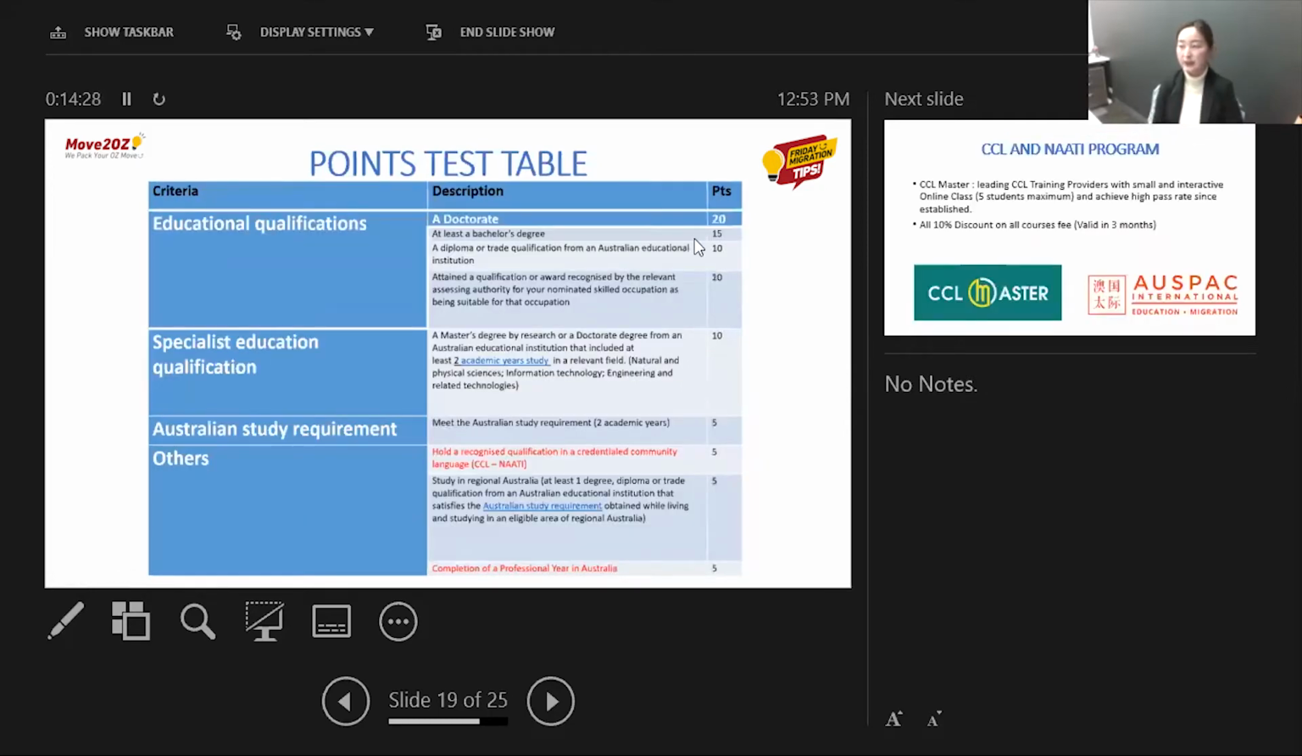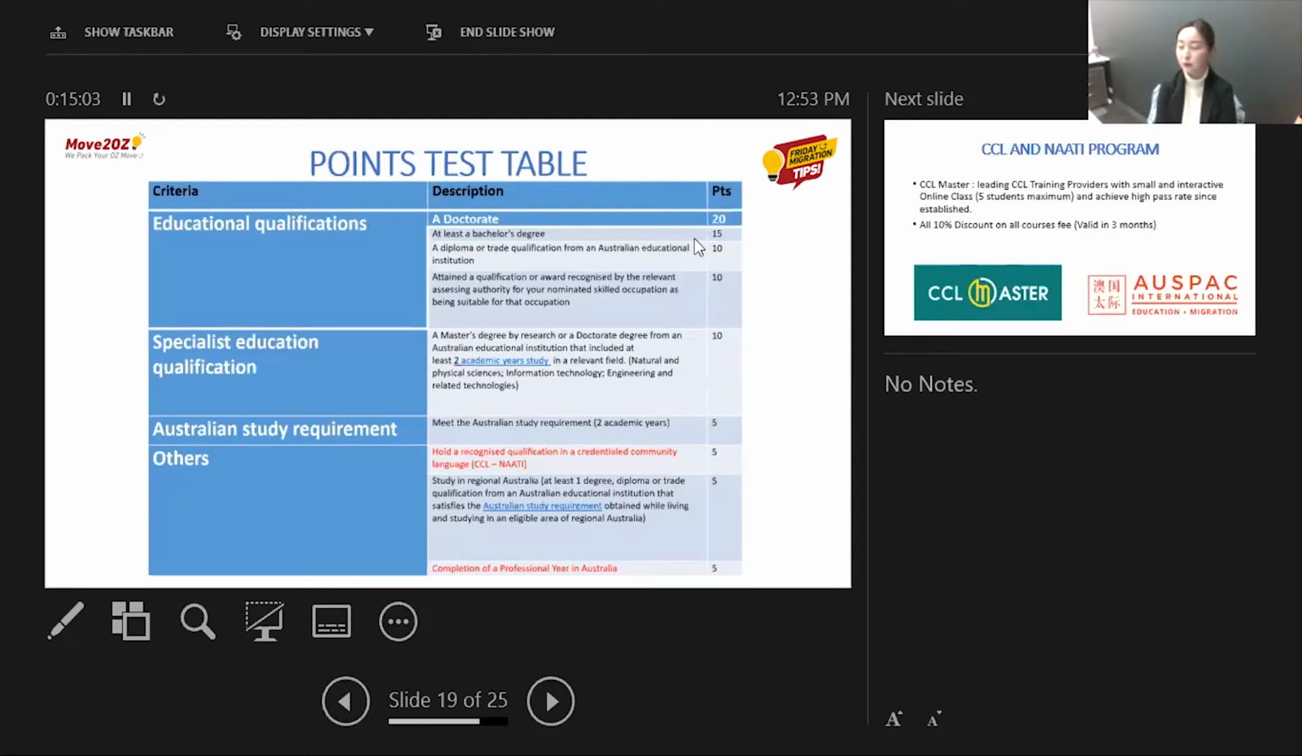The next one is the educational qualifications. When we're talking about qualifications in Australia, the easier one to understand is the bachelor degree or master degree. For a bachelor degree and master degree, you'll have 15 points, and for a PhD, you will have 20 points. But if you have a diploma or any trade qualification, like a Certificate IV in cookery or an automotive certificate, you'll have a chance to get 10 points. So the maximum points here, if you complete the PhD, is 20 points.